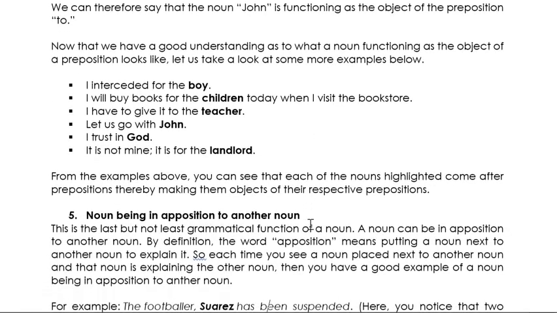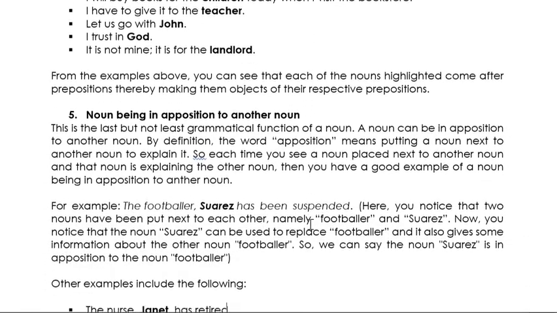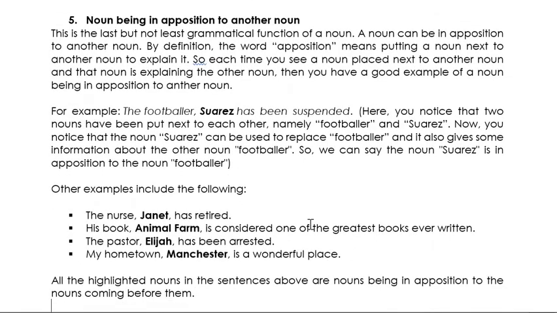The fifth one, a noun that functions in apposition to another noun. First of all, what is apposition? Apposition is a noun that tells you more about the subject. It comes immediately after the subject. You put it next to the subject. And it is often marked off with a comma in order to show you that it is possible to read the sentence without the apposition. So it is often enclosed in commas.